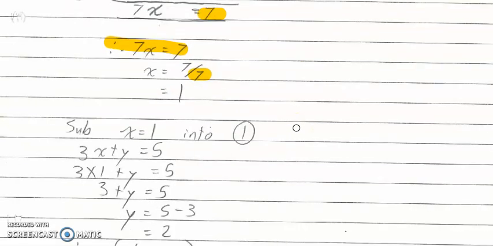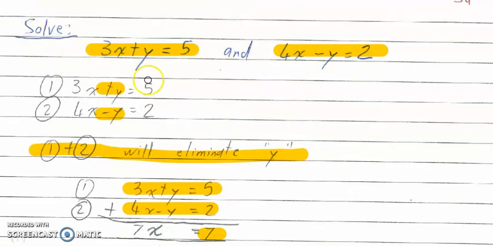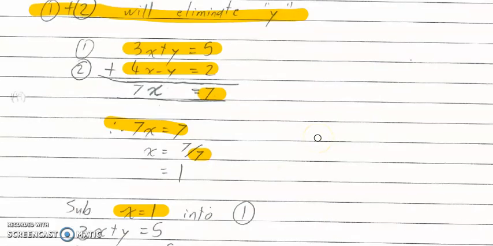But, of course, I'm not done. Now that I know what x is, I now need to substitute x equals 1 into an equation. I've chosen equation 1. I could have gone equation 2, but I thought, well, look, 50-50, let's go with equation 1. It doesn't matter which one you substitute it into, but I would recommend going with whichever one looks like it's easier to work with.